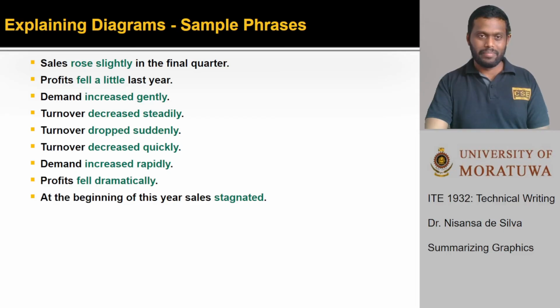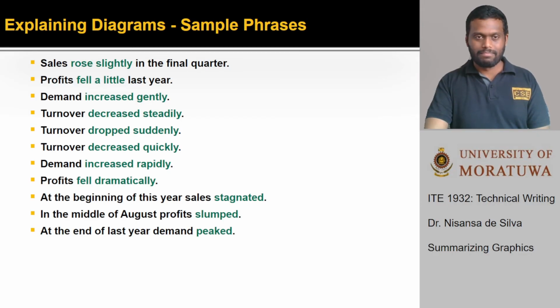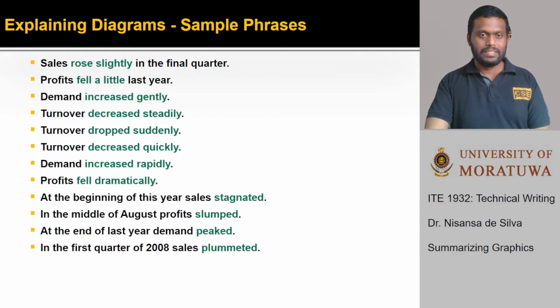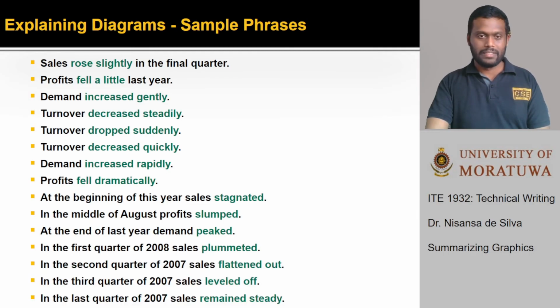Demand increased rapidly. Profits fell dramatically. At the beginning of the year, sales stagnated. In the middle of August, profits slumped. Demand peaked. Sales plummeted. Sales leveled off. Sales remained steady. See how different ideas are explained.